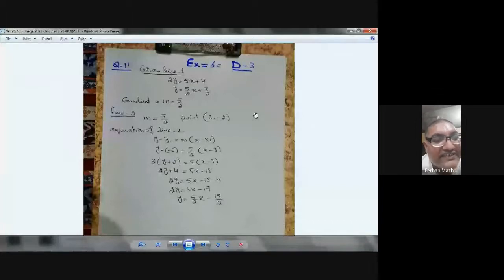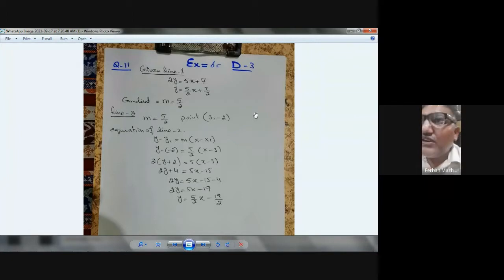So a line is given, its equation is given, 2y equals 5x plus 7. So first of all, I will find out its gradient. If an equation of a line is given to you and you want to find the gradient of that line, the process is simple. You make y the subject of the formula. It means you make y alone on one side. Then on the right side, you check the coefficient of x. The coefficient of x will be the gradient.